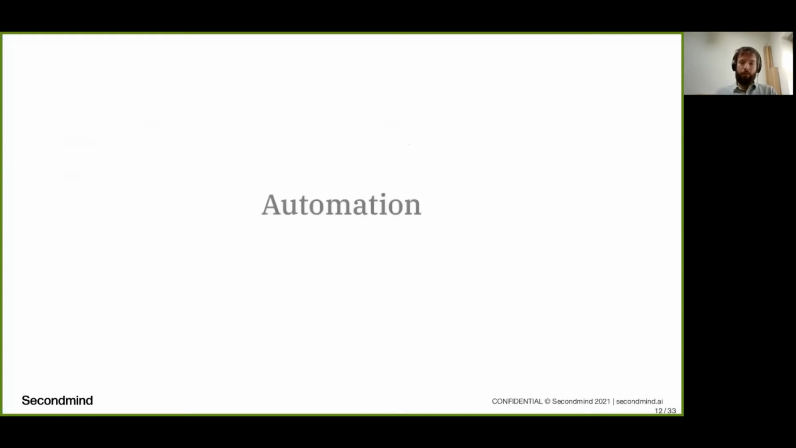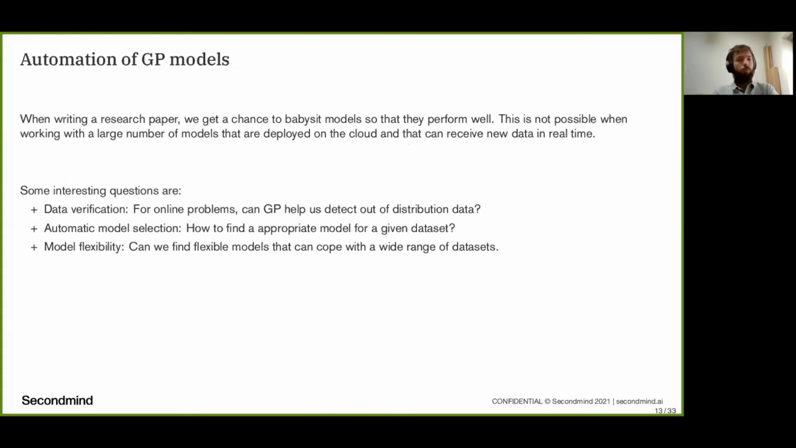Let's start with automation. When we write a research paper, we have time and a bit of a chance to babysit the models so that they perform well. We can do a bit of tuning, we can test different things and pick the one that works best. This is part of the discovery process when we develop a new method. When you're working with a large number of models that may be deployed on the cloud and that maybe receive data in real time, it's not really possible to do this handling of the models.